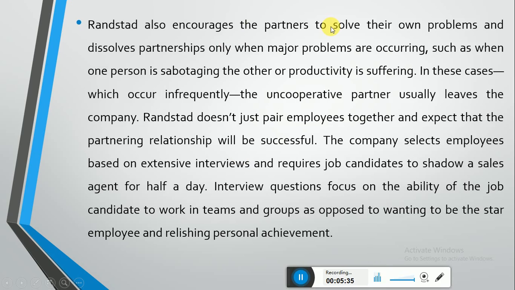Randstad also encourages the partners to solve their own problems and dissolves partnerships only when major problems are occurring, such as when one person is sabotaging the other, or productivity is suffering. In these cases, which occur infrequently, the cooperative partner usually leaves the company.